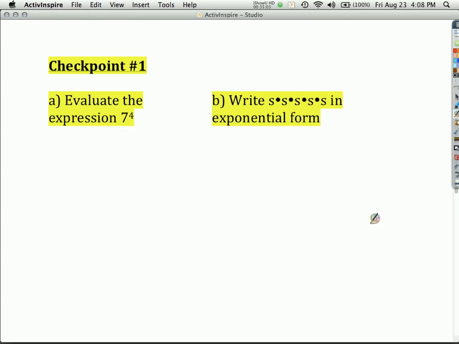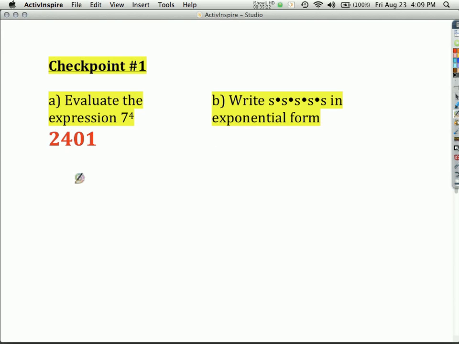2,401. The correct answer is 2,401, and I did intentionally try to trick you, so don't feel bad if you wrote 7 times 7 times 7 times 7. But because the word evaluate is here, that means you actually then have to multiply 7 times 7 times 7 times 7 to get the value.